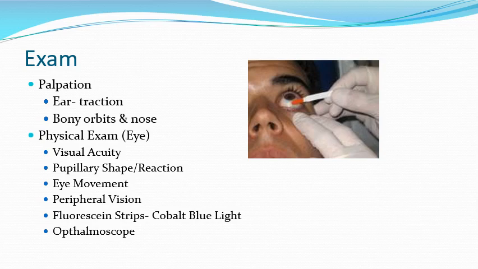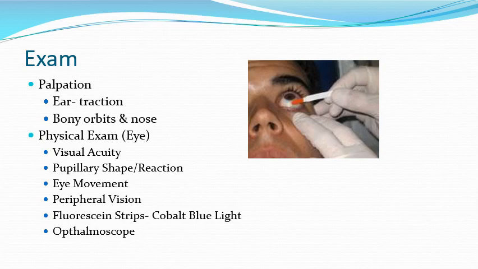You'd also do what they call a swinging test, where they take the light and rapidly go from one eye to the next. And each pupil should constrict immediately when the light hits it. If by chance one pupil were to dilate as you're quickly going back and forth with the light, again, that would be another thing indicating that there's a problem with the optic nerve going between the eye and the brain. Again, you check your eye movement.